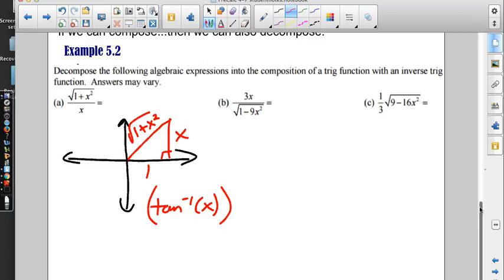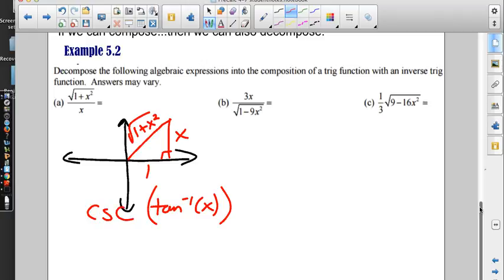Now, we want to get this. So we have to think which trig function would have that on the top and that on the bottom. So that'd be hypotenuse over opposite. Hypotenuse over opposite is which trig function? Cosecant.